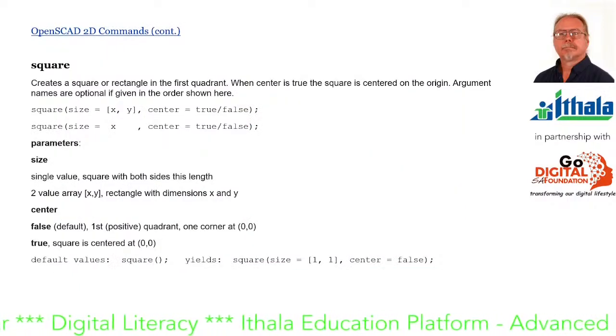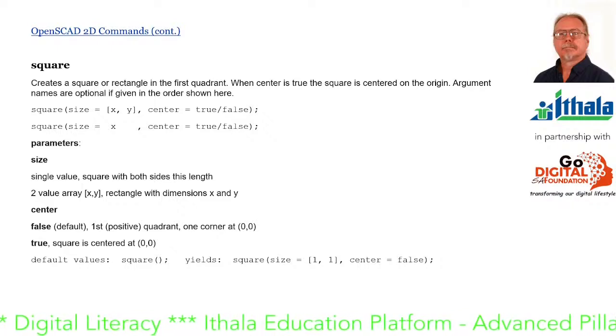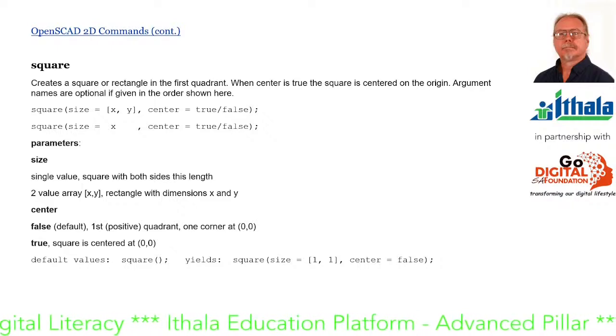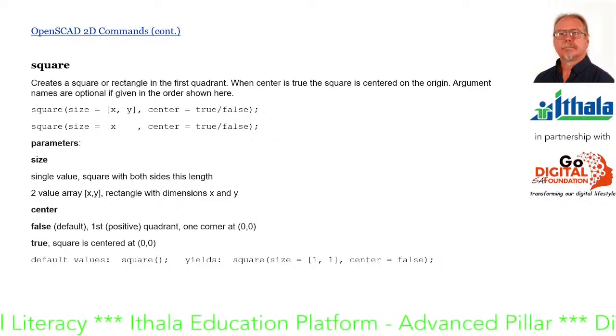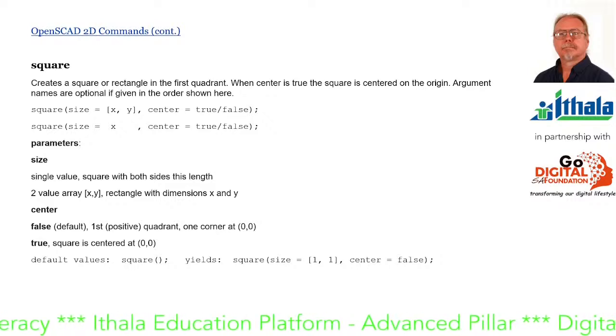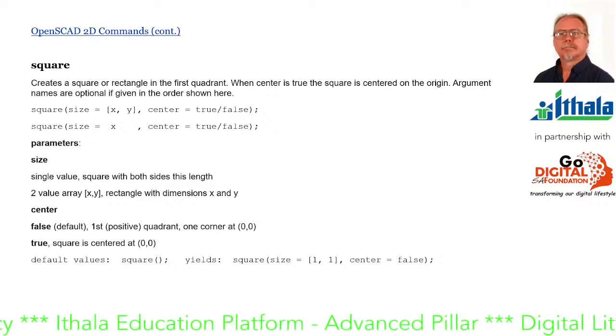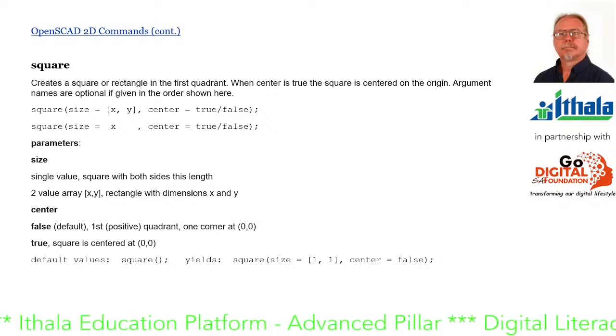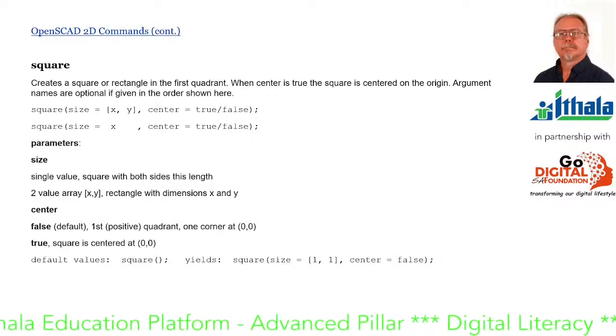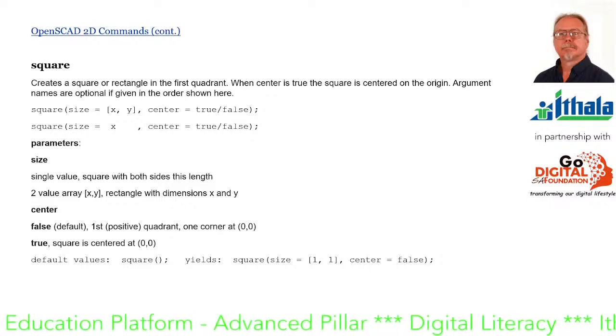Okay, so we'll look at OpenSCAD 2D commands. The first one is square. This creates a square or rectangle in the first quadrant. When center is true, the square is centered on the origin. The argument names are optional if given in the order shown here.